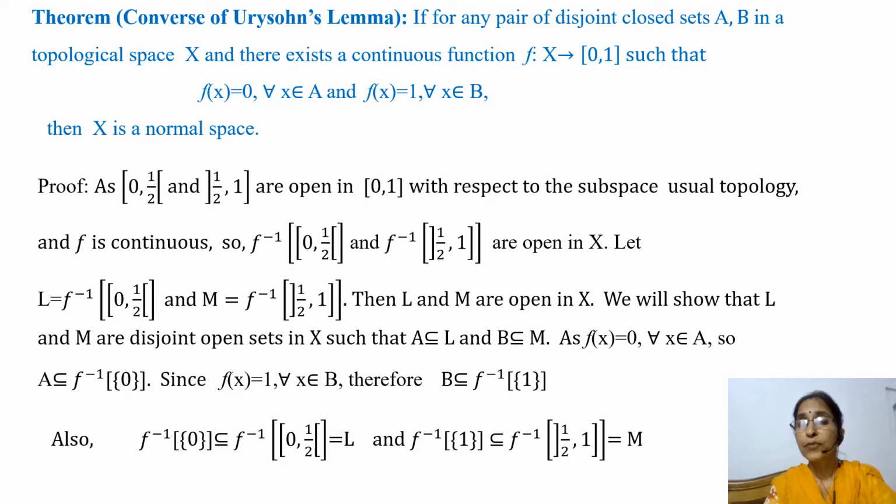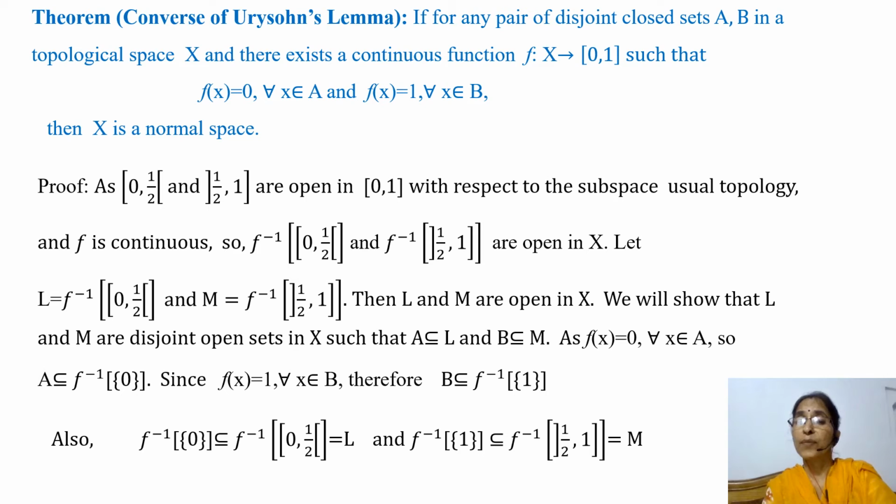And similarly, if we take an open interval (1/2, 1.5), then this is open in the usual topology. And if we take its intersection with closed interval [0, 1], then we get the second interval. And so the second interval is also open in the closed interval [0, 1]. And since these intervals are open in closed interval [0, 1] and since f is continuous, inverse images of these two sets are open in X, as we know that inverse image of any open set under a continuous map is open. Let us denote these inverse images by L and M respectively.